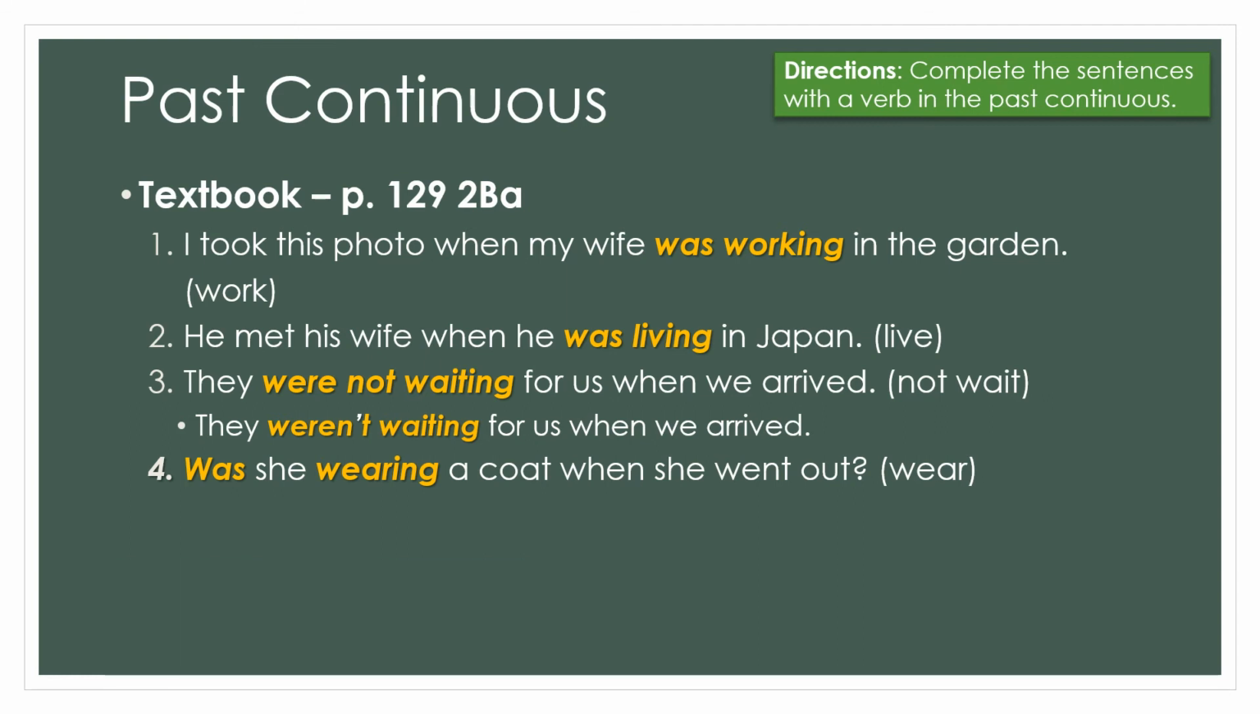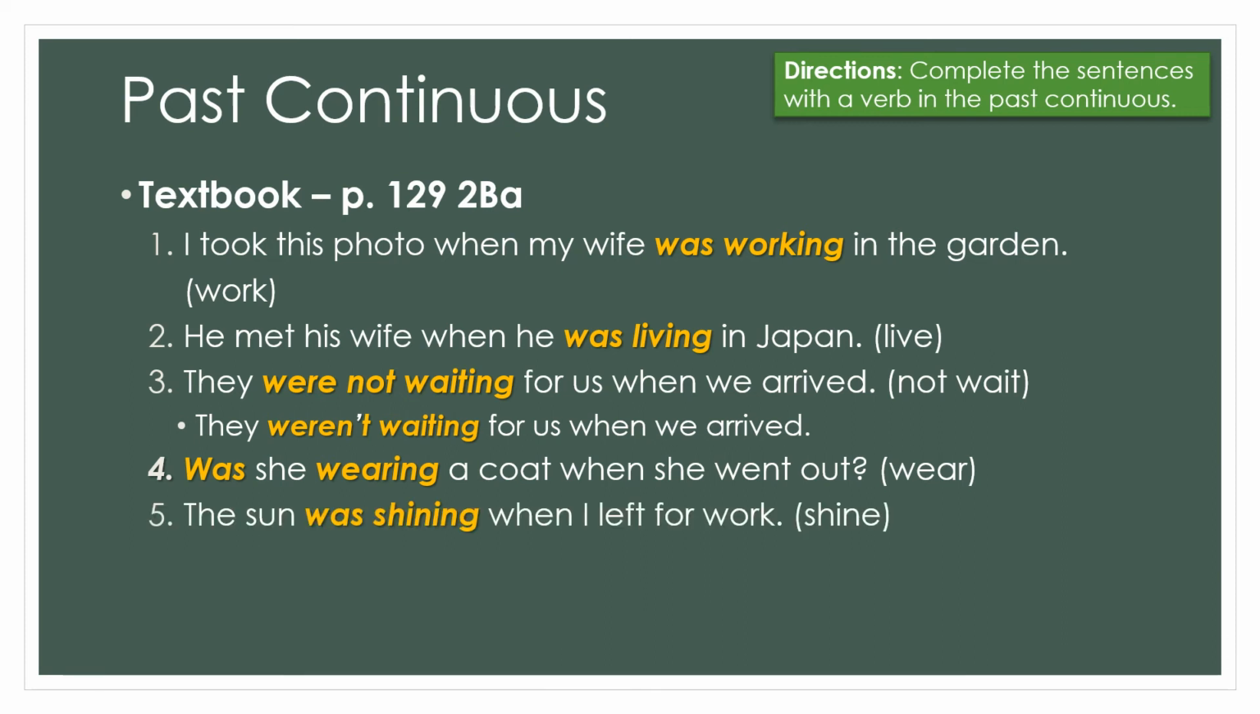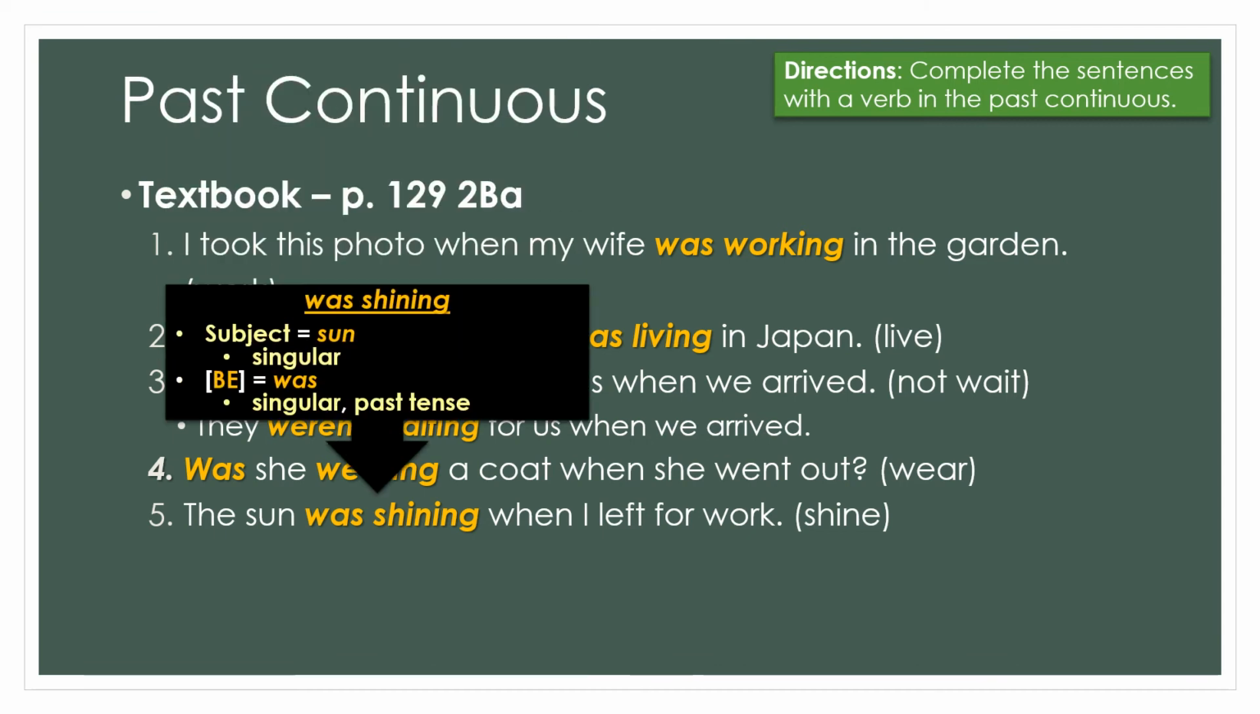Since this is in the form of a question, we put the verb be first, and then the subject, and then the base form of the verb plus ing. Number 5, the sun was shining when I left for work. The subject is sun, and that is singular, so the appropriate form of the verb be is was, which is singular past tense.